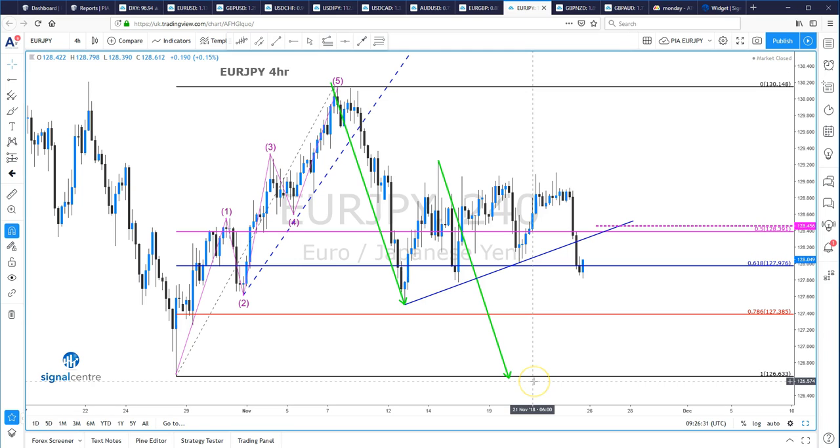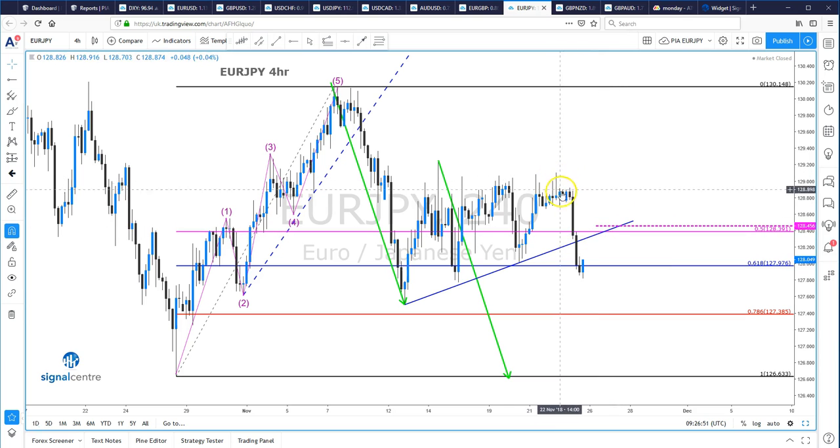So at the moment, we will be monitoring price action very early next week. We haven't got a medium-term call on this currency cross. At the moment, we've got to sell into rallies basically. 128.45 is our bespoke resistance, and that would be the intraday play.